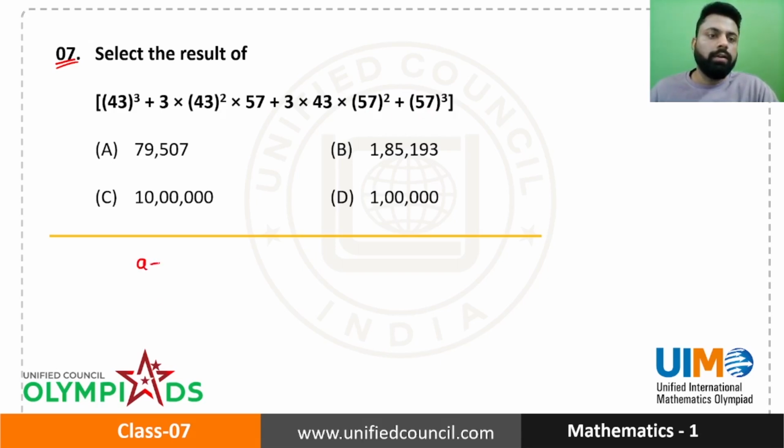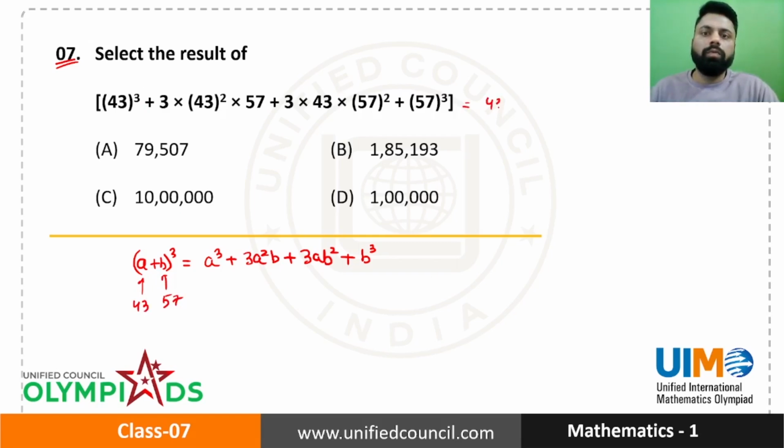So we know that a plus b whole cube is equal to a cube plus 3a square b plus 3ab square plus b cube. Here the value of a is 43, value of b is 57. So this will be equal to 43 plus 57 whole cube. Now 43 plus 57 is 100 whole cube, that is equal to 1 followed by 6 zeros. The option is the correct answer.